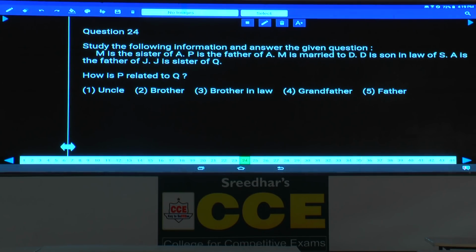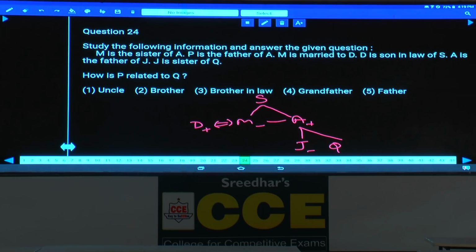Now, M is the sister of A, can be written like this, and M is married to D, as M is a female and D is a male. D is the son-in-law of S. As D is the son-in-law of S, hence S should be here. S's daughter's husband is D. A is the father of J. This can be written like this. J is the sister of Q. And this is how we are able to represent the given data.